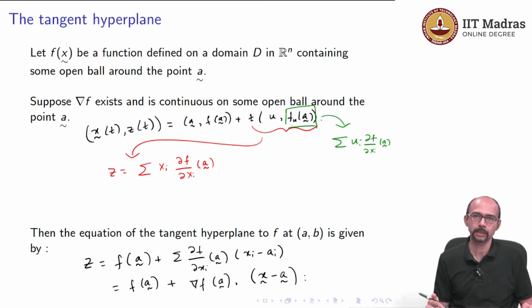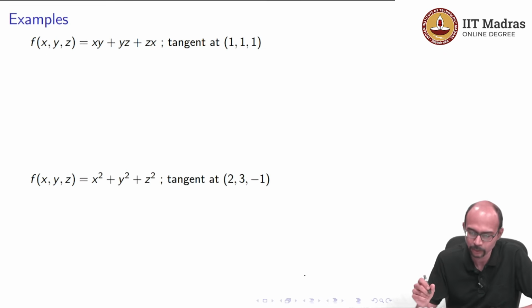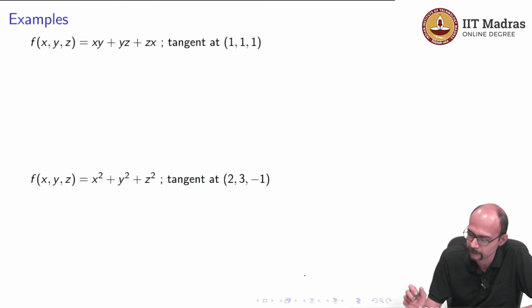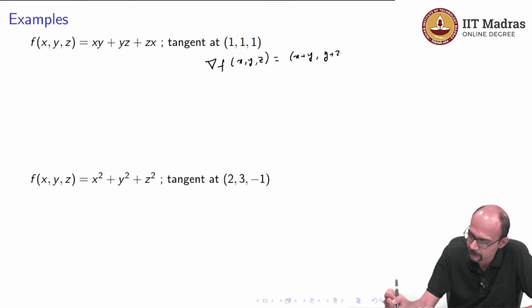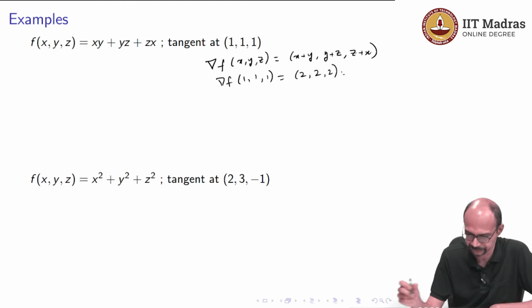Okay, so let us do some examples to set these ideas. If you have f of x y z is xy plus yz plus zx, let us look at the tangent hyperplane at 1 comma 1 comma 1. For this I need to first compute the gradient. The gradient at x comma y comma z, well, we know what this is: x plus y, y plus z, z plus x. If you compute this at 1 comma 1 comma 1, this is 2 comma 2 comma 2.